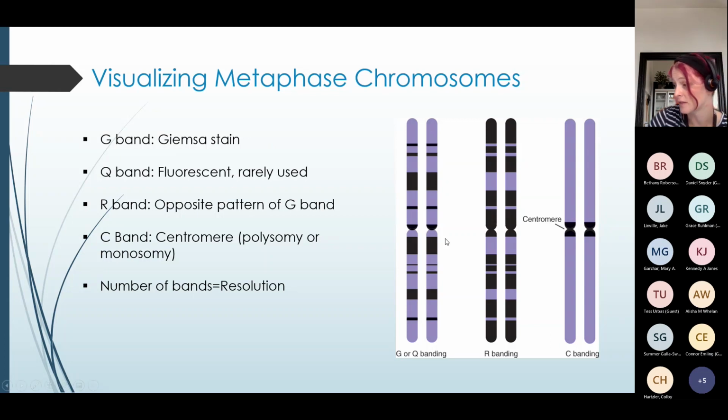R bands are the opposite of G bands. So you can see here's our G, and then R's are opposite. So we have this dark region where we had the purple region, and we have purple regions where we had the dark regions. And then C bands are only when you are looking at the centromere. Typically, we do this just as an easy, quick way to identify extra chromosomes or missing chromosomes. So we can just stain all the centromeres and then just count the centromeres that we see, and that's it, right? So it's really nice.